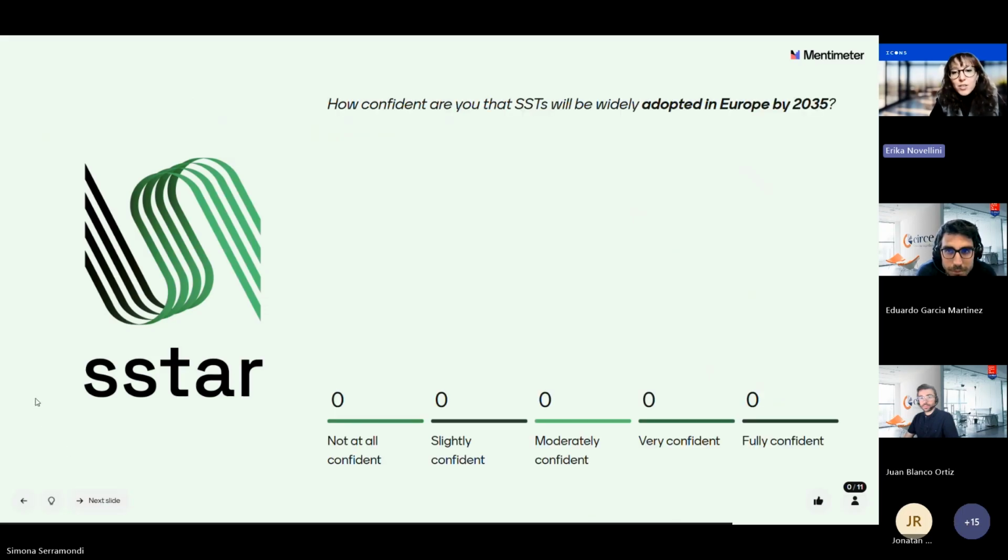So how confident are you that solid-state transformers will be widely adopted in Europe by 2035? This is to test your confidence, as we have seen in the first and second questions. It's a very important aspect, confidence in the technology adoption. So this is to test your confidence.